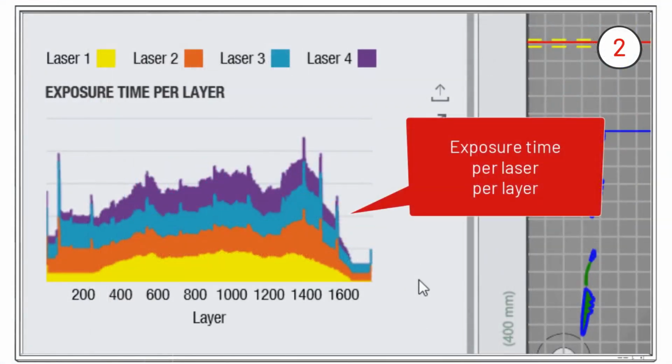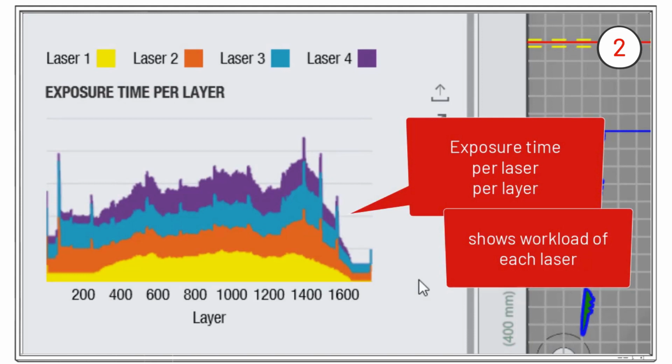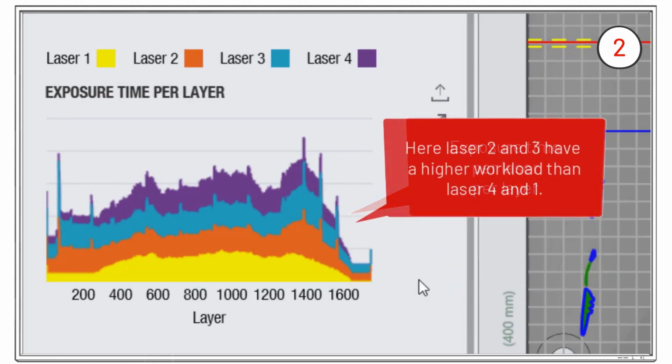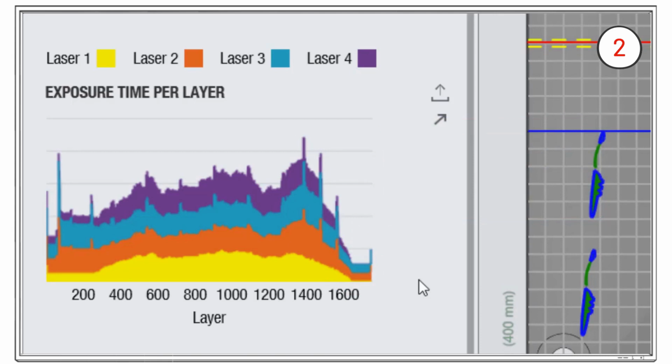Comparing the laser workload, you can see that laser 2 and 3 have a higher average workload than laser 4 and 1. Wait. How do you know that? You can recognize it by the area occupied by lasers 2 and 3. Lasers 1 and 4 are not even used for the last layers. I see. I can imagine that it would help to arrange the parts differently. Yes, that could be one measure.